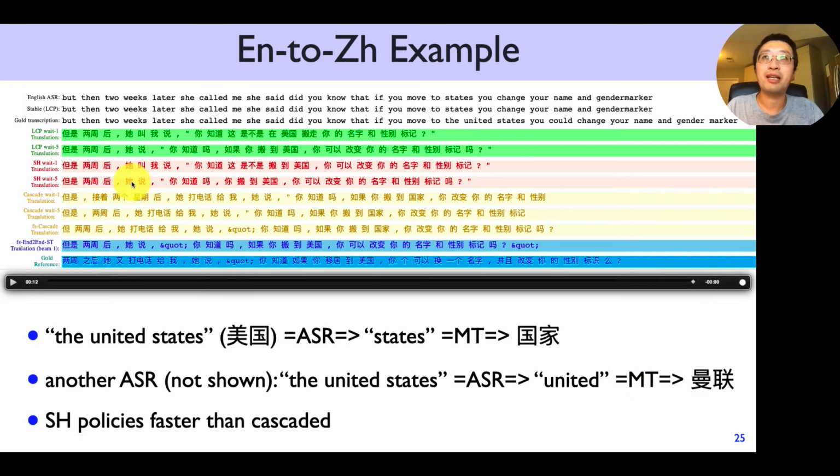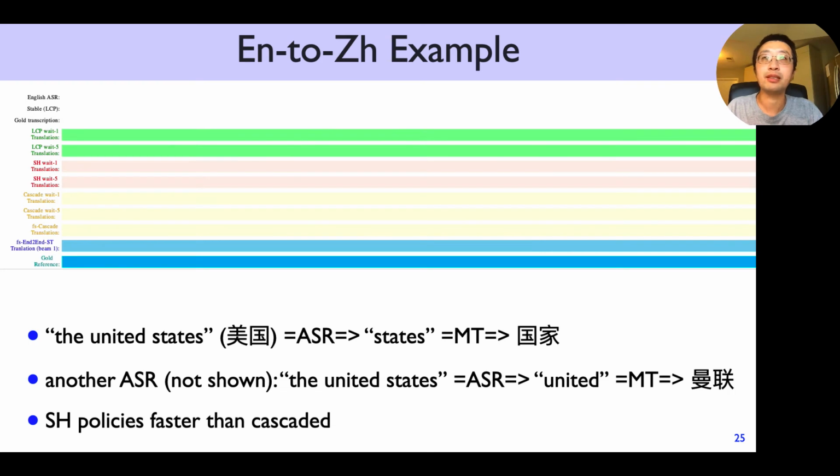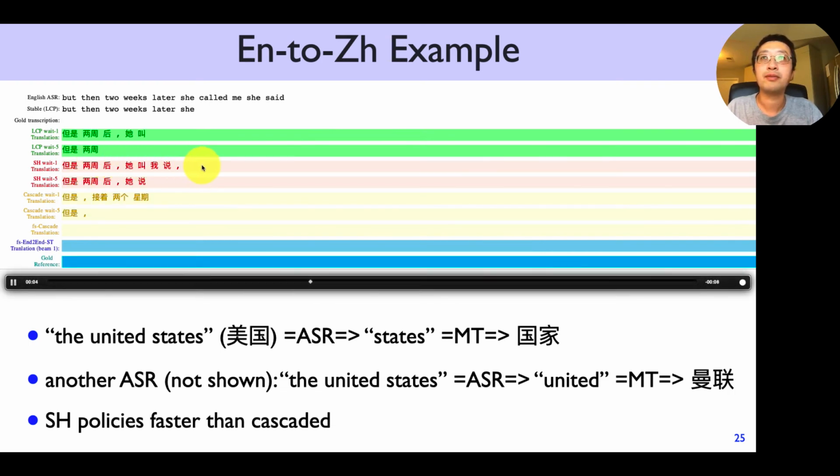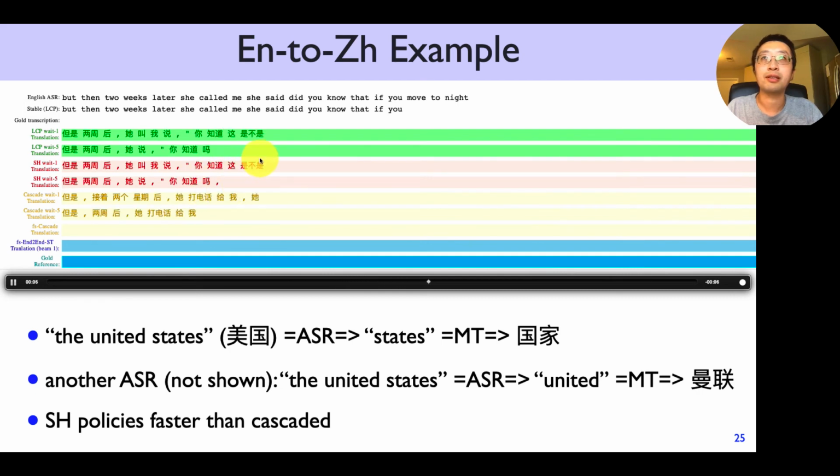And the other thing is that our direct translation policies are faster than cascade, especially for the SH policies, because it doesn't depend on the ASR output. You can see again: But then 2 weeks later, she called me, she said, it's faster. "Did you know that if you moved to the United States, you could change your name and gender marker?"